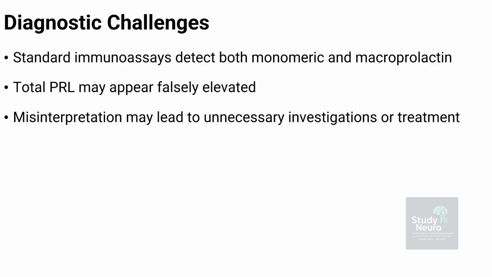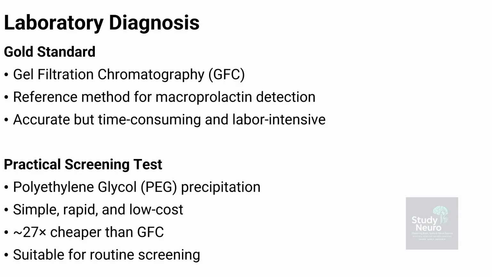The reference method for identifying macroprolactin is gel filtration chromatography. This technique accurately separates prolactin isoforms and remains the gold standard for diagnosis. However, it is time-consuming, labor-intensive, and impractical for routine clinical use, which limits its availability in most clinical laboratories.